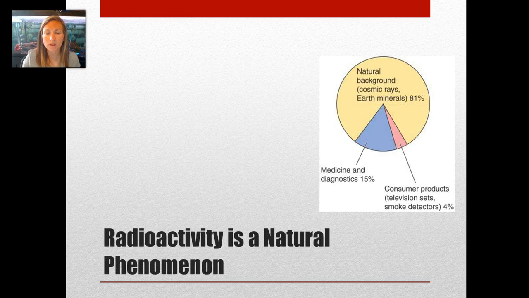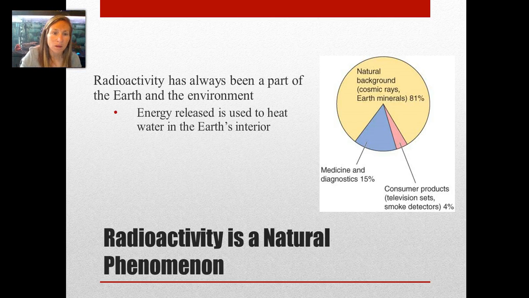All right, now radioactivity is actually a natural phenomenon. If you look at this pie chart here, there is natural background radiation that makes up 81% of the radiation that we encounter in cosmic rays, earth minerals. Then you have 15% from medicine and diagnostic testings, and then 4% comes from consumer products like our television sets, smoke detectors, etc. Now, it's always been a part of the earth and the environment.